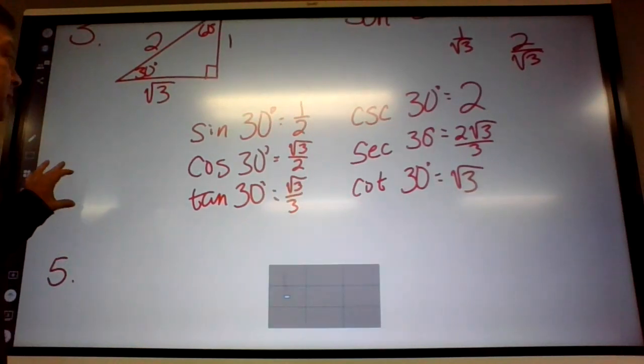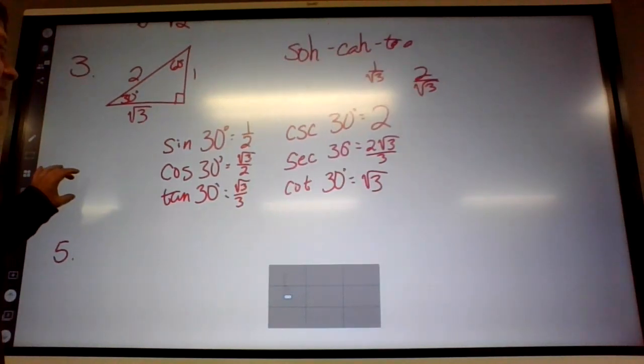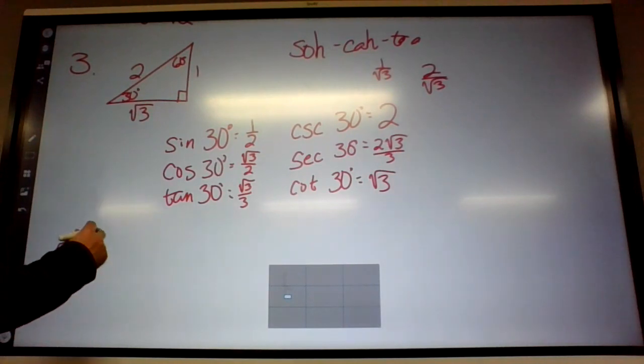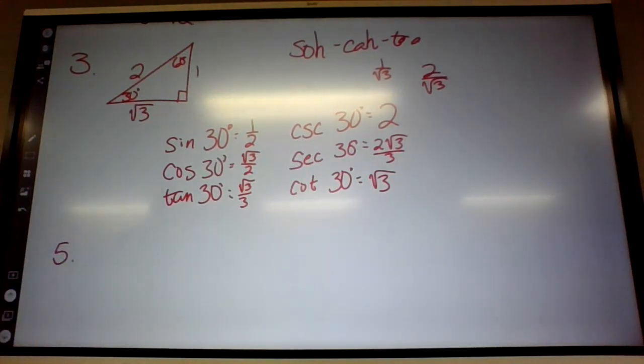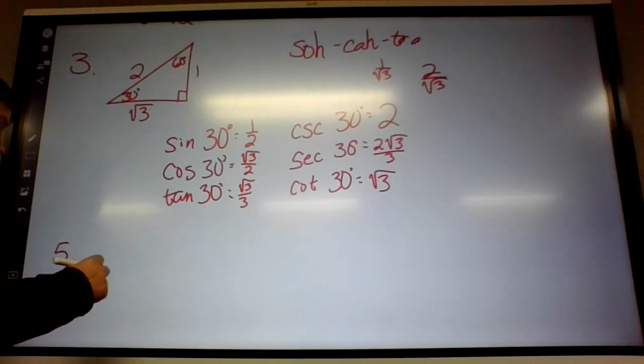Okay, and then really we're using the same picture. I'm gonna zoom out, because it just says sine of, we're using 60 degrees this time. Number 4 is using the 45-degree angle, so you have to use the other triangle, like from number 1.